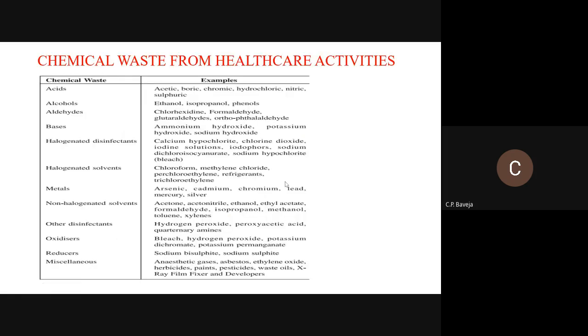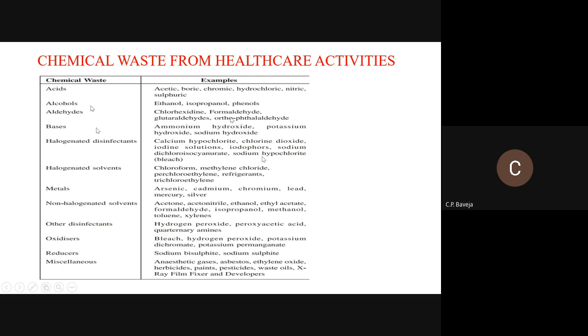Then chemical waste from healthcare activities. There are various chemical wastes, like acids which may be used: acetic acid, boric acid, chromic acid, hydrochloric acid, nitric acid, sulfuric acid. There are various chemicals used for various purposes in the laboratories and other research purposes. Alcohols are used: ethanol, isopropanol, phenols. Then aldehydes: chlorhexidine, formaldehyde, glutaraldehyde.